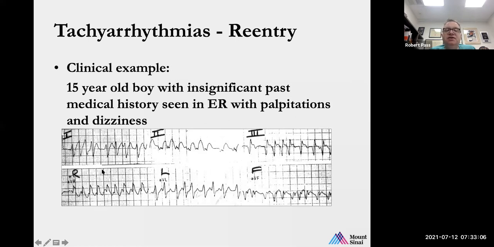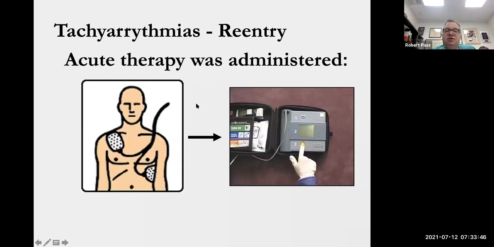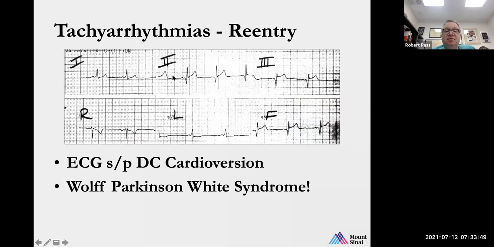This is an example of a 15-year-old boy who had an insignificant past medical history, and is seen in the emergency room with palpitations and dizziness. And what we're looking at here is a wide QRS tachycardia, and it is irregular, meaning that the R-to-R interval is varying. And it is irregularly irregular. There is no obvious pattern, but some of these R-to-R intervals are as short as 200 milliseconds, suggesting a heart rate exceeding 300 beats per minute. So this patient was defibrillated, and upon defibrillation was determined to have Wolff-Parkinson-White syndrome.